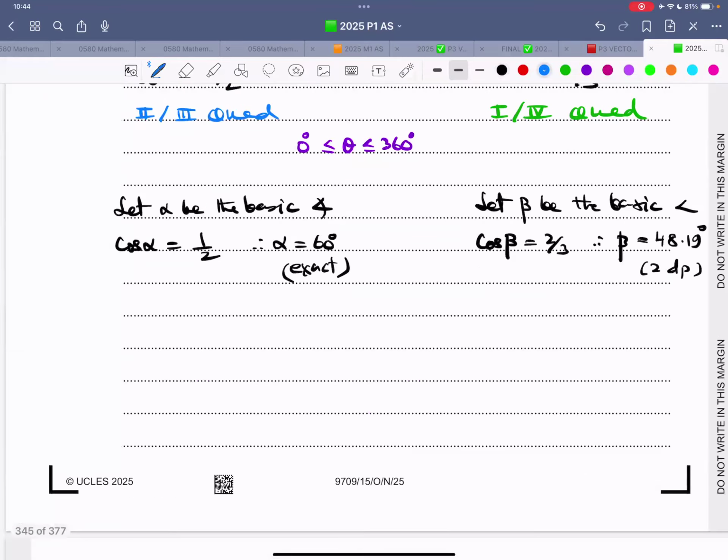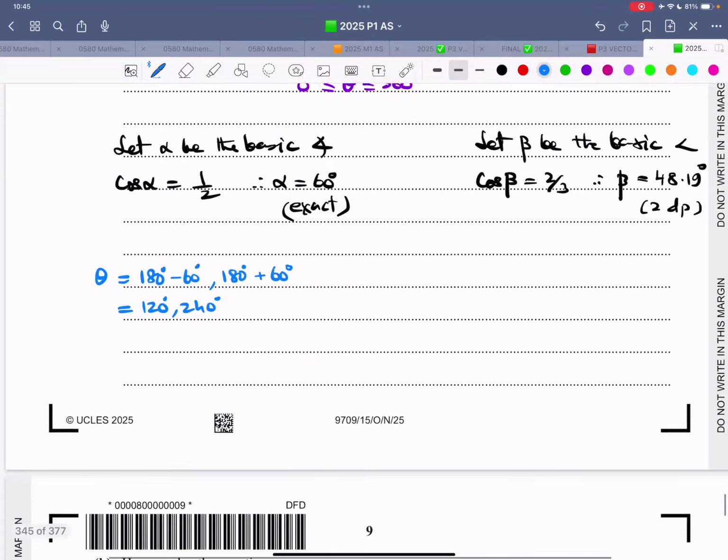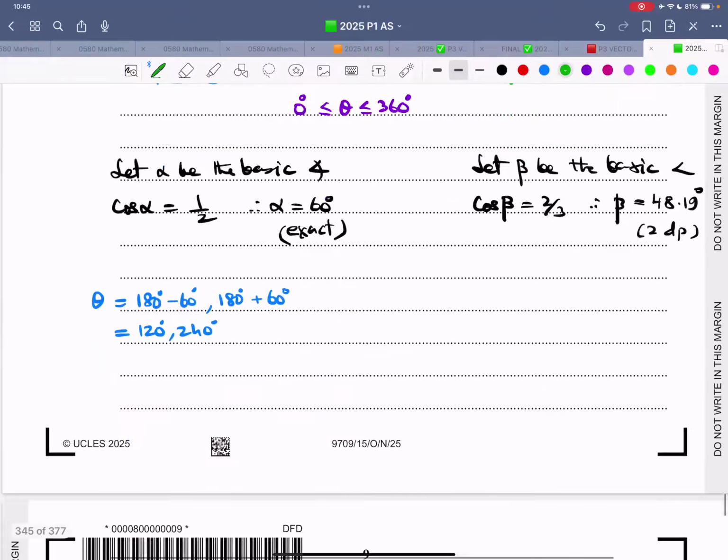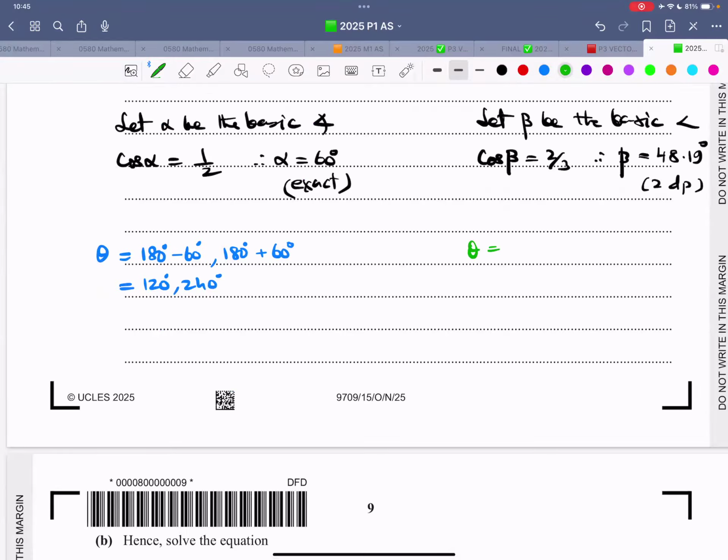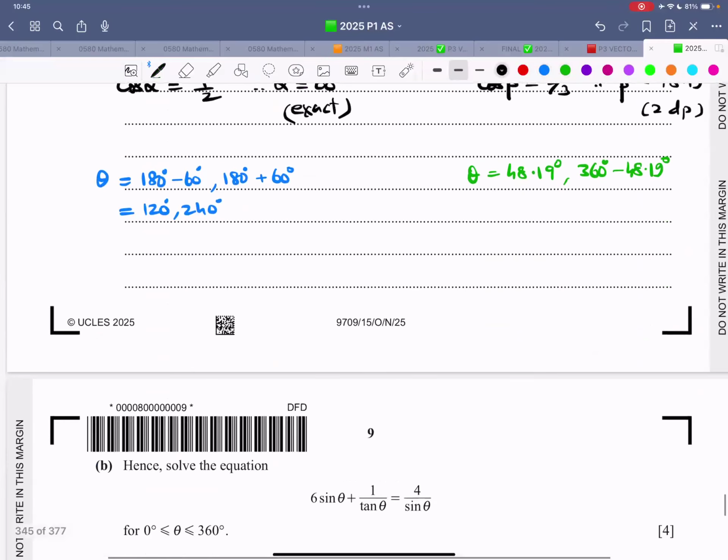So the blue angle, so theta equals, second quadrant, that is 180 minus 60 degrees. Third quadrant, 180 plus 60 degrees. That is 120 degrees. That is 240 degrees. Good enough. And over here, the green ones, first and fourth. So theta is 48.19 degrees and 360 minus 48.19 degrees. We will write everything down so that the final answer is in ascending order. The first one is 48.19 degrees, the next one is 120 degrees, then 240 degrees.